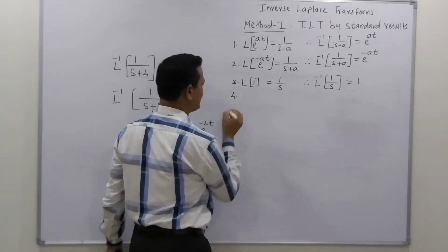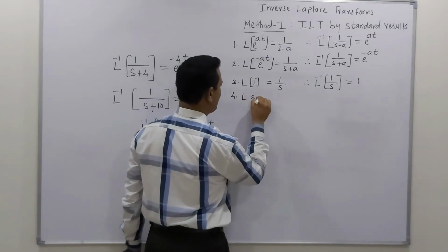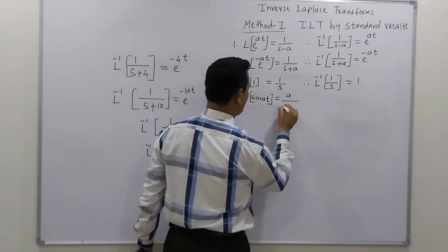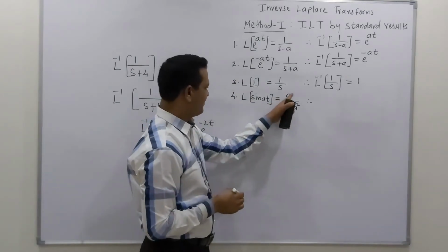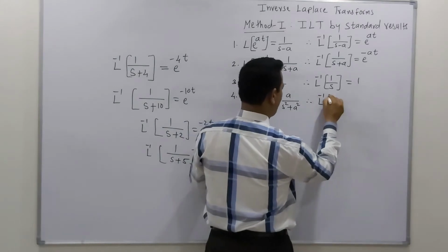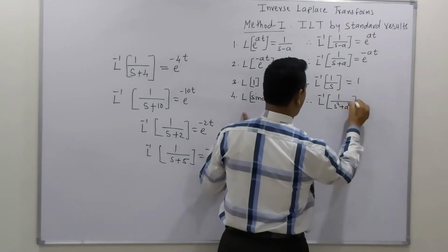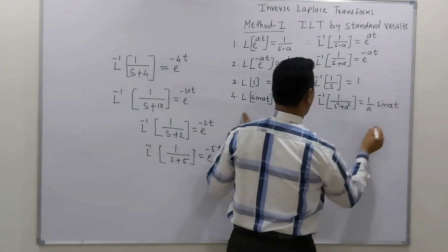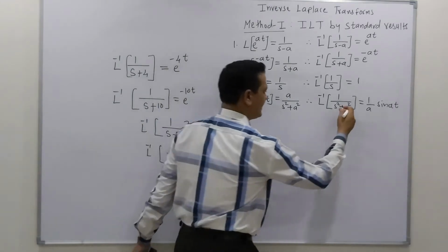Now let's discuss the fourth standard result. We know that the Laplace transformation of sine of at is a upon s square plus a square. In this term a is a constant, so if we take this L to this side, we get the inverse Laplace transformation of 1 upon s square plus a square as 1 upon a into sine of at. After taking this a to the right side, we get this as the result.